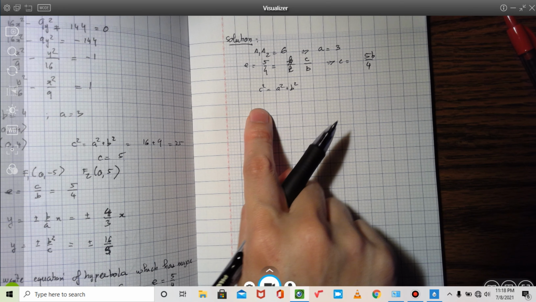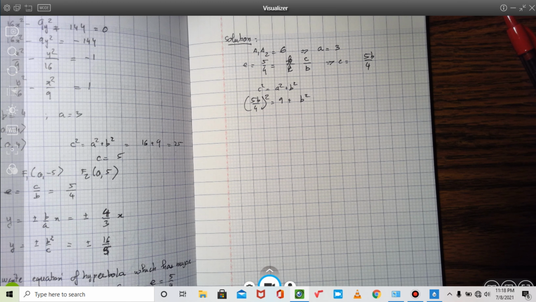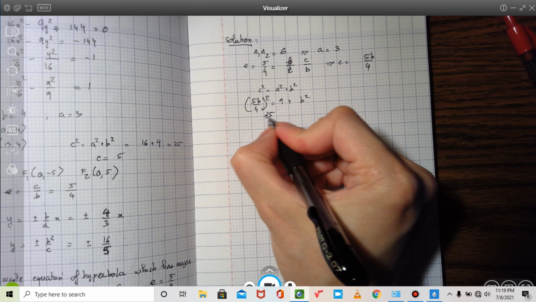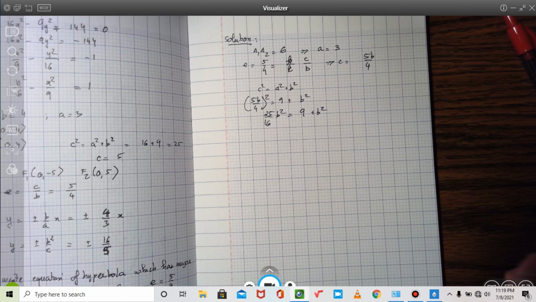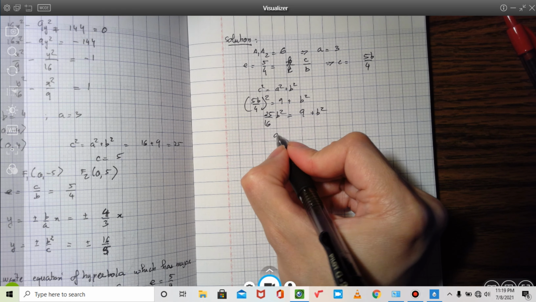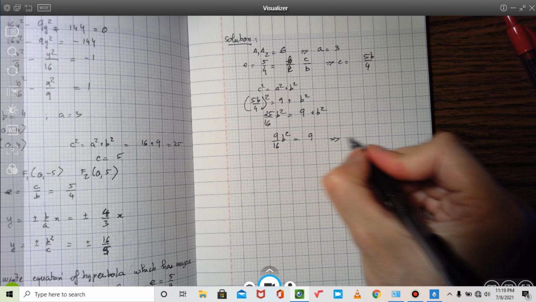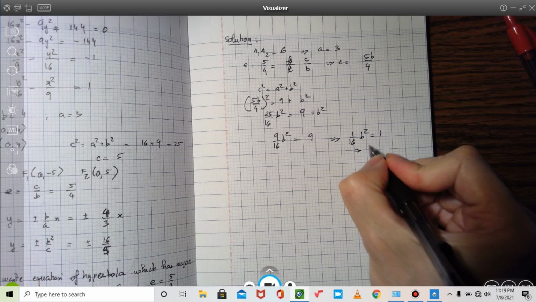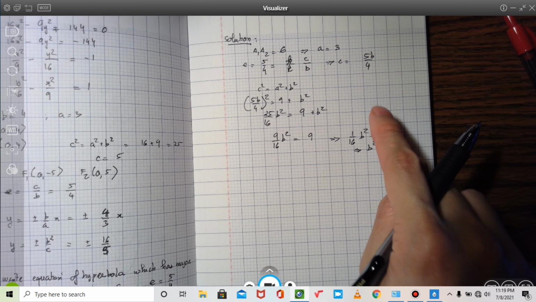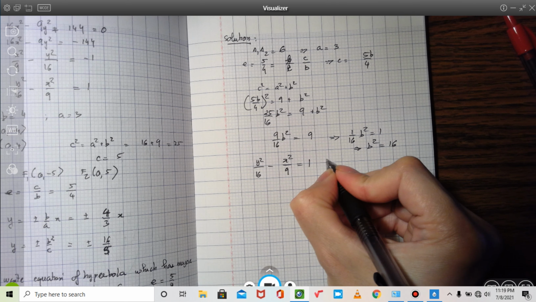Then you plug in here, so we have 5a over 4 squared equal a squared plus b squared, where a squared is 9. So from here I can solve for b. It could be 25 over 16 times 9 equal 9 plus b squared. Subtract both sides by 9, so it will be 9 over 16 b squared equal 9. Then I cancel the 9, so 1 over 16 b squared equal 1, so b squared equal to 16. All right, so I got b squared, I got a, then you can write the equation: y squared over 16 minus x squared over 9 equal 1. There you go, easily.